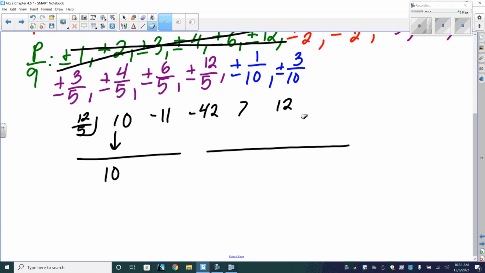Well, no, because this here, the P over Q, gives us all the possible rational zeros. Is there any other possible rational zero that we have listed up here that's greater than 2? Well, no, the only ones after that are 1/10 and 3/10. Neither one of those are going to be it. Okay.